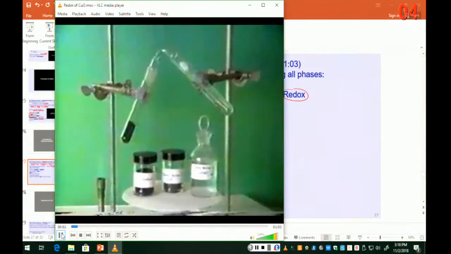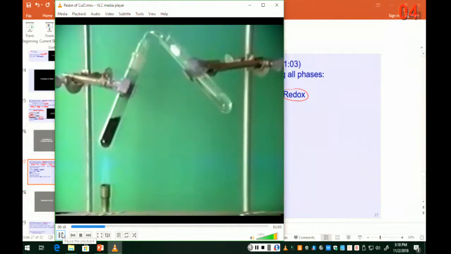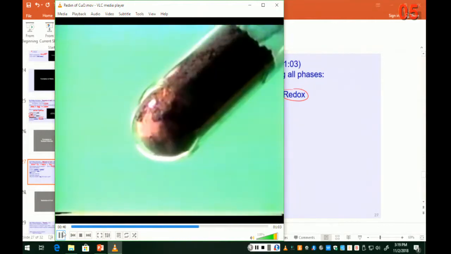In this experiment, we heat together a mixture of black carbon powder and black copper oxide. The gas evolved is passed into a solution of calcium hydroxide, that is lime water. Notice the white precipitate of calcium carbonate formed as the evolved gas passes through the lime water. This shows that carbon dioxide is produced. As the black mixture is heated, the copper oxide is reduced to red copper by the carbon, which is itself being oxidized to carbon dioxide. After the tube has cooled, we can see the copper that has been formed at the bottom of the tube.